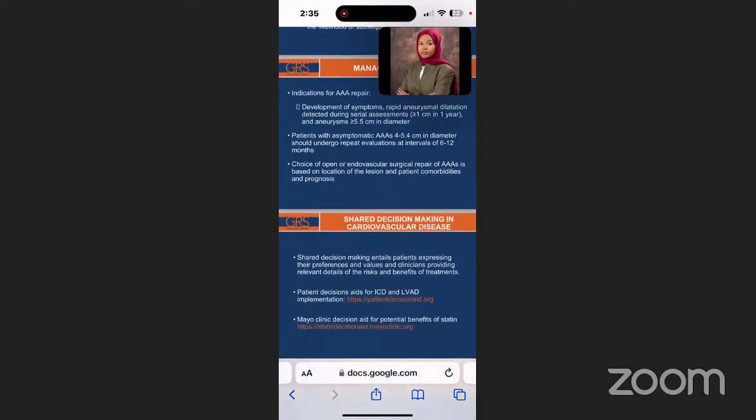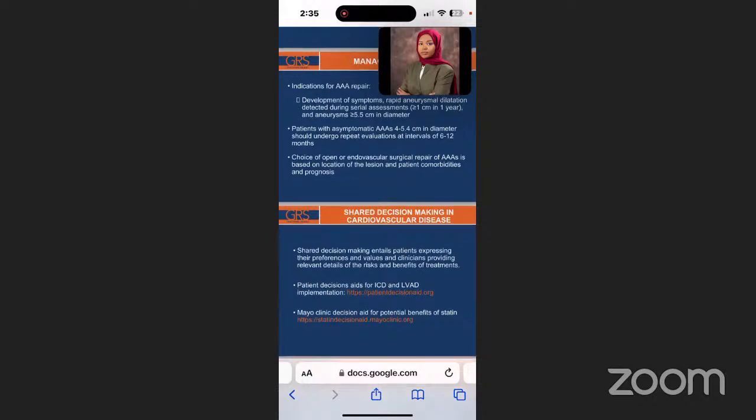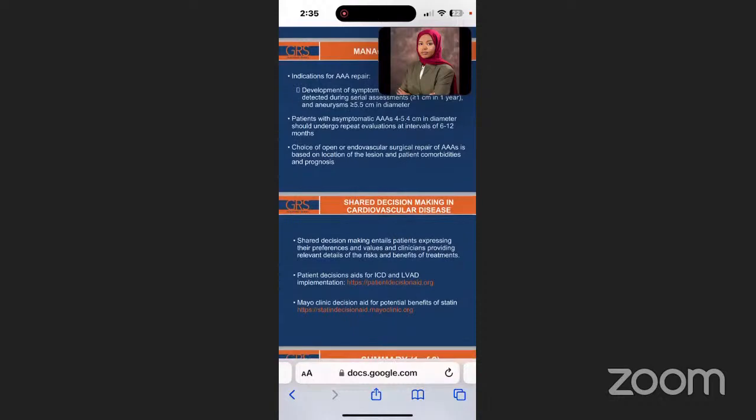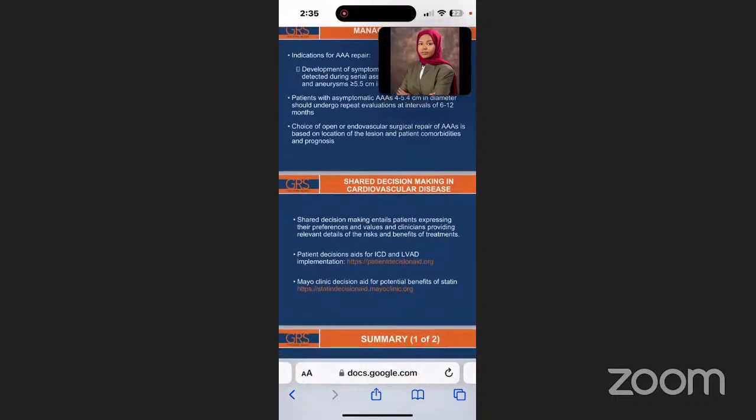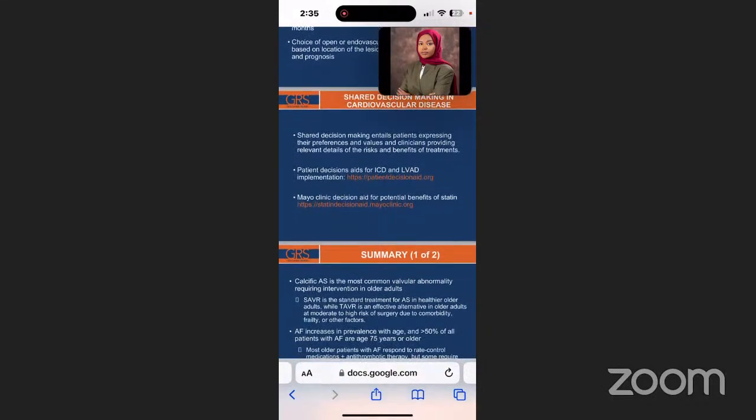A patient with an asymptomatic aneurysm 4 to 5.4 centimeters in diameter should undergo repeat evaluation at intervals of 6 to 12 months, either every half year or annually. The choice of open or endovascular surgical repair of the aneurysm is based on the location of the lesion, patient comorbidities, and prognosis.